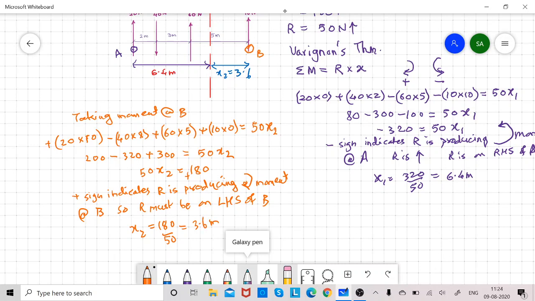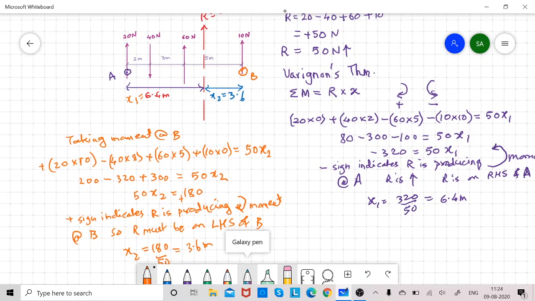So irrespective of the point, we got the same answer. X1 we got 6.4, which is from the first force, that is the 20 Newton force, and x2 is 3.6 meter, which is from B. If you add 6.4 and 3.6, you will get 10 meter, which is tallying. So in this way we can locate the resultant by using Varignon's theorem. Now this completes the problem. Thank you.